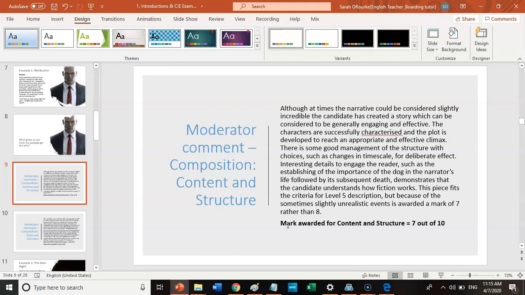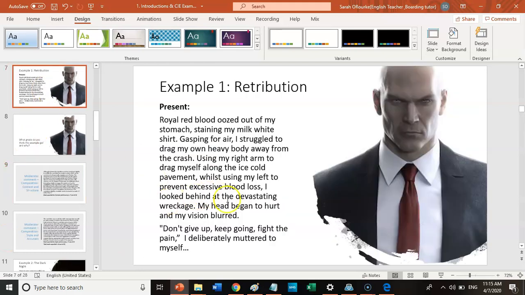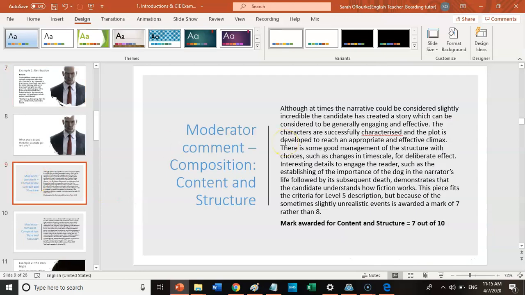The characters are successfully characterised and the plot is developed to reach an appropriate and effective climax. So we've got a sense of character and there is a climax. This here is clearly a climax, right? This person passing out. There is some good management of the structure choices, such as changes in timescale for deliberate effect, interesting details to engage the reader, such as establishing the importance of the dog in the narrator's life followed by its subsequent death, demonstrates that this character understands how fiction works.